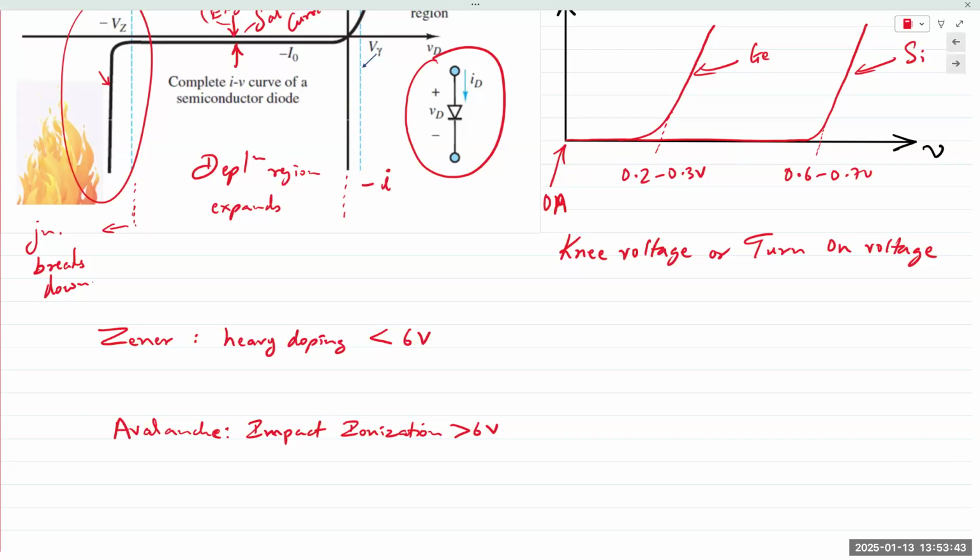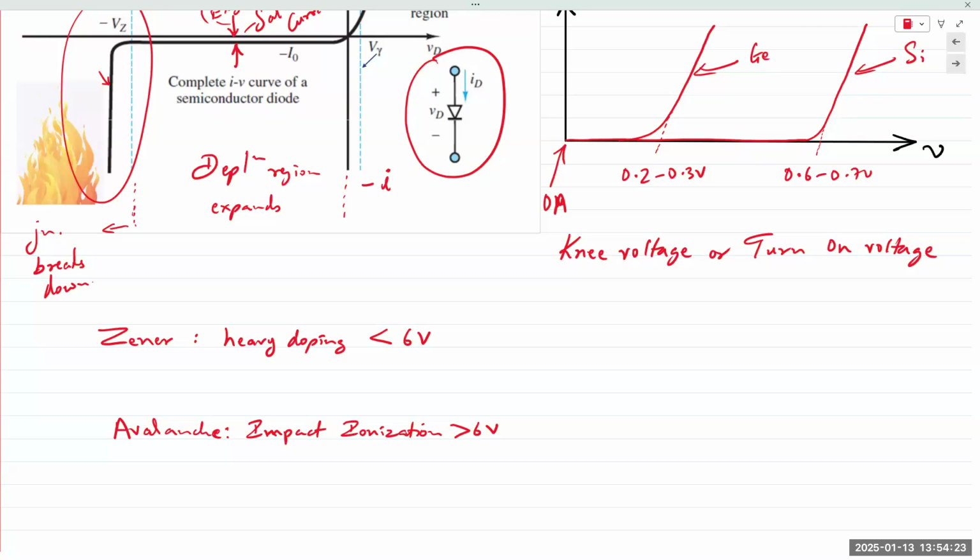Because they're colliding with atoms, which are losing electrons, creating more ionized atoms, hence the term impact ionization. And because it's a kind of avalanche effect, the term is so called avalanche effect due to impact ionization. So more and more charge carriers are generated because of the high levels of energy that are being applied externally. Okay. So the two breakdowns, one is Zener, that occurs because of heavy doping, less than 6 volts, and larger than 6 volts is due to the impact ionization process.